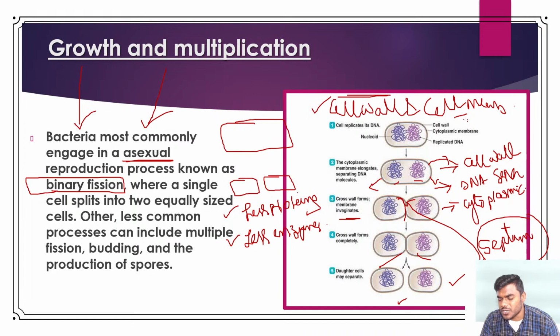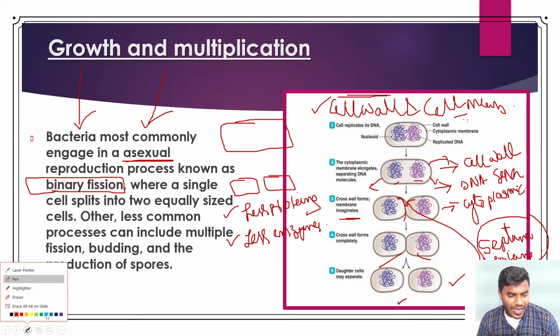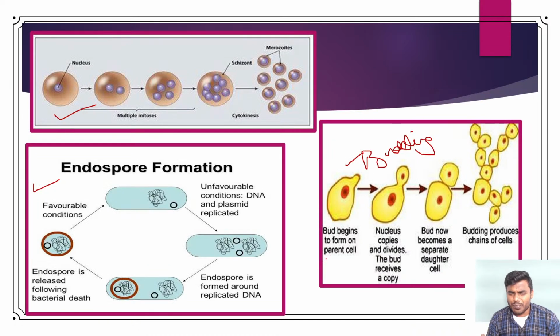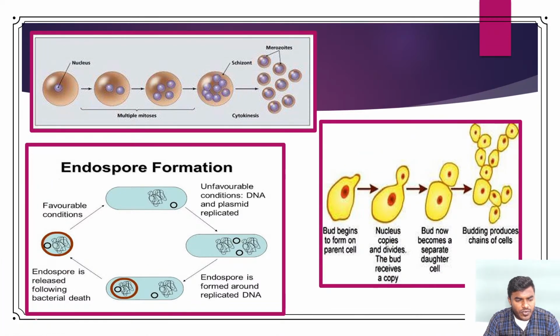Now, how is this septum formed? What kind of proteins are involved in septum formation? We will study this a little more elaborately. I have just given you the overview of binary fission, and mainly we will study what kind of proteins are involved, because these are all important for part B. Now let me give you the overview of the other processes also.